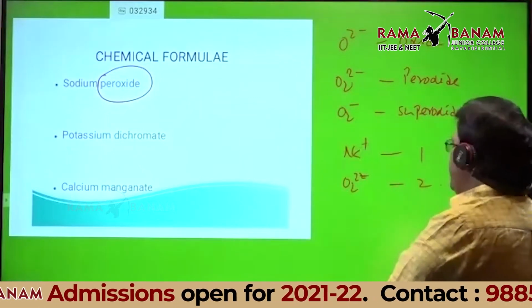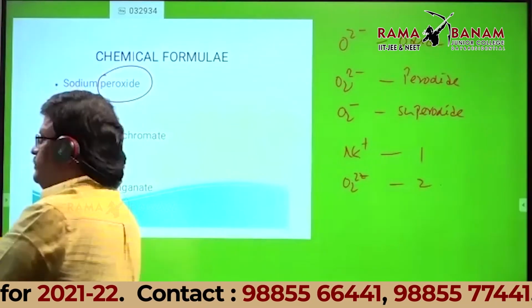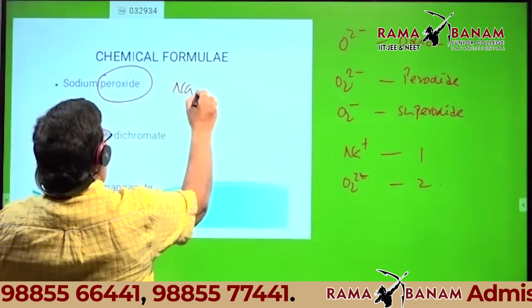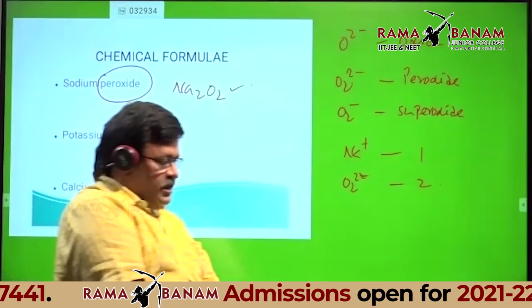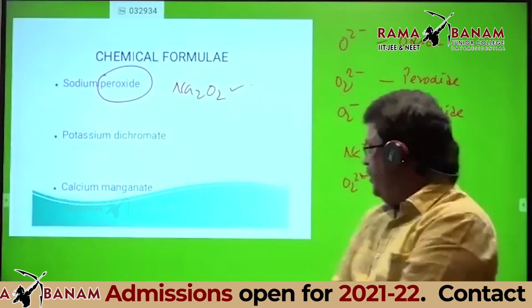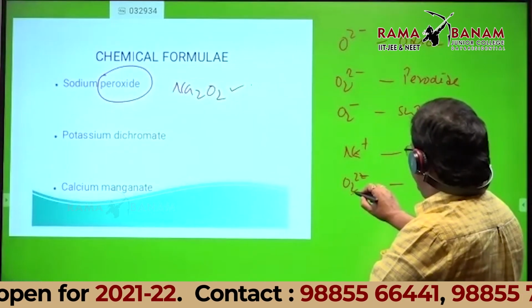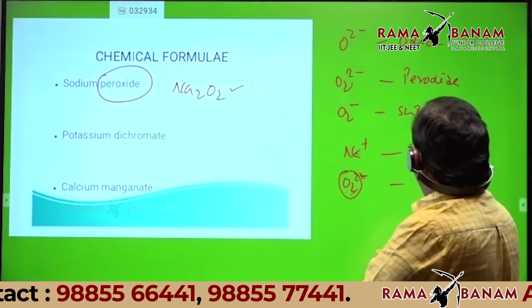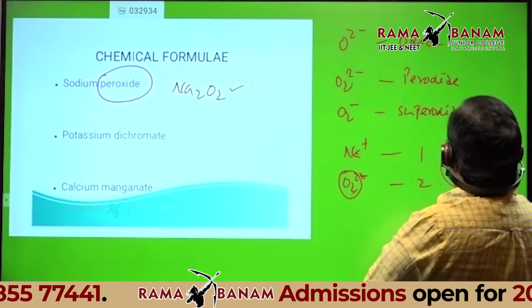Then can anyone tell the formula? Na2O2. Someone told it is Na2O. How is it? Na2O2, here this is. The formula of sodium peroxide is Na2O2.